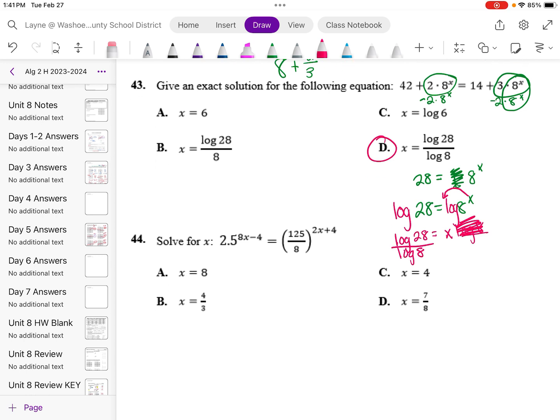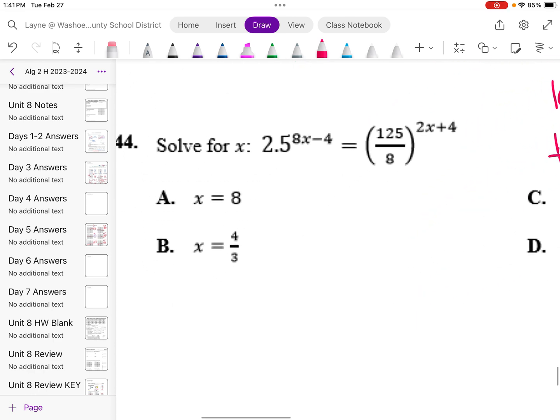Okay, 44. If you look at the answer options, there's no log written. So we don't need to use logs. We can actually get these to have the same base. And if we can get both sides to have the same base, then the bases will cancel. So I'm going to change this to a fraction. This is 5/2 as a fraction.